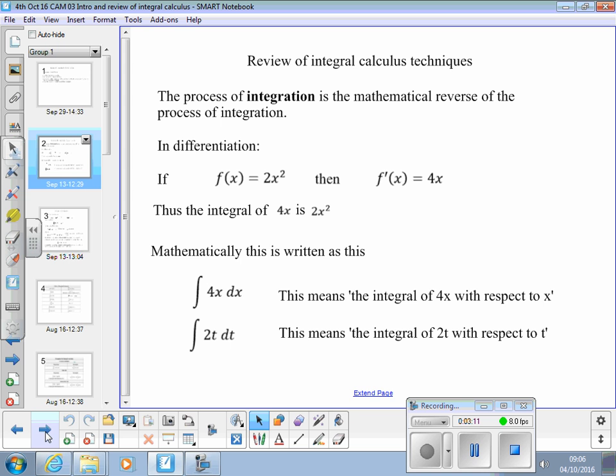So mathematically, it's written like this. We use this curly sign there. I don't know what it's called, okay? But that symbol there, 4x after it, times dx on the end. What that means is the integral of 4x with respect to x, or the integral of 2t with respect to t. Okay, so that's the notation, and these are indefinite integrals. They haven't got any limits.